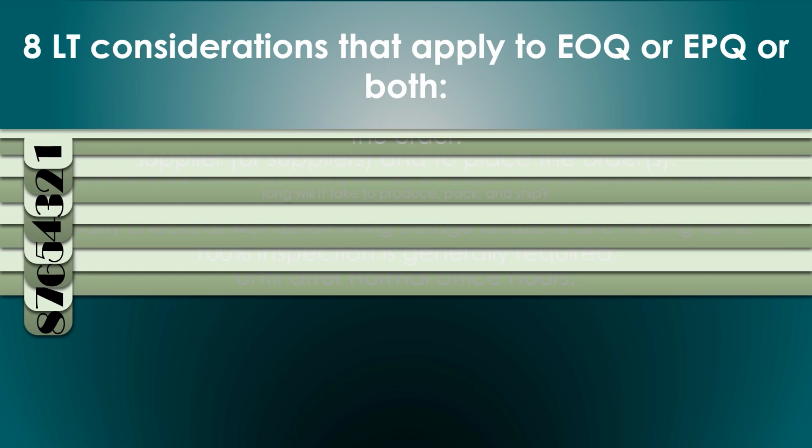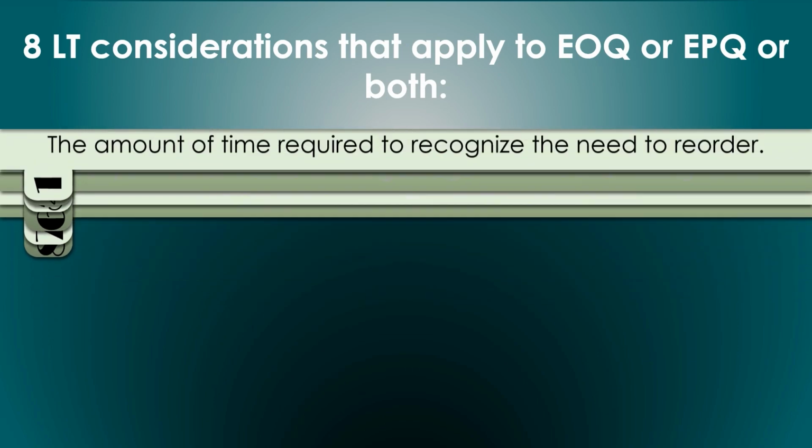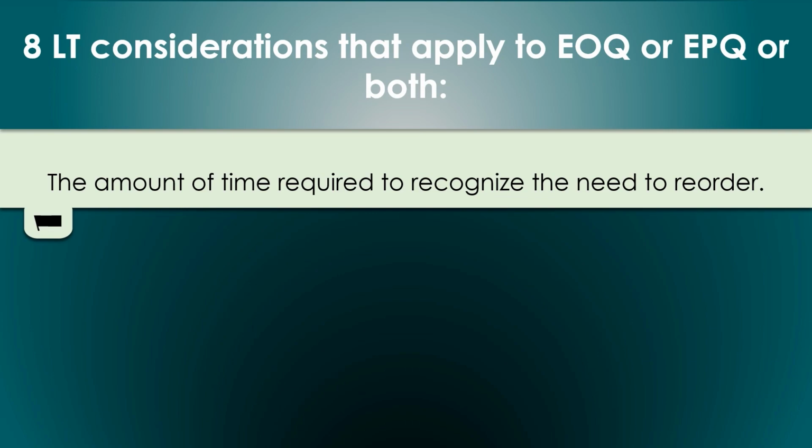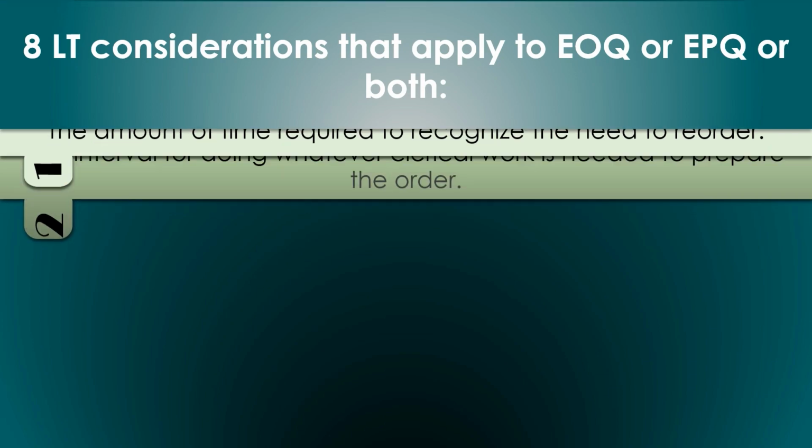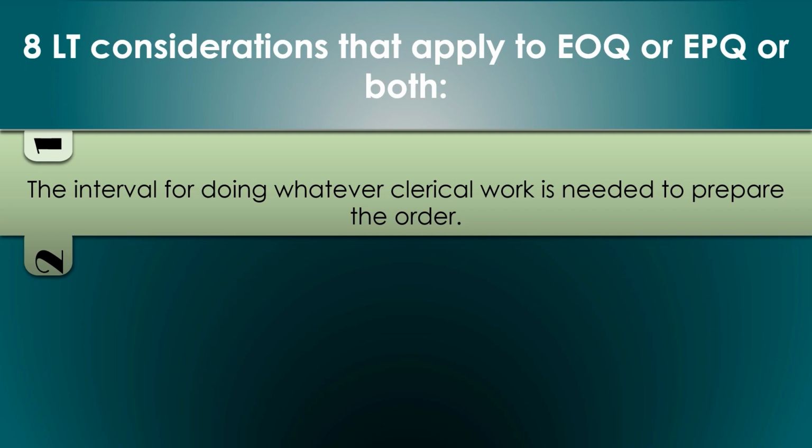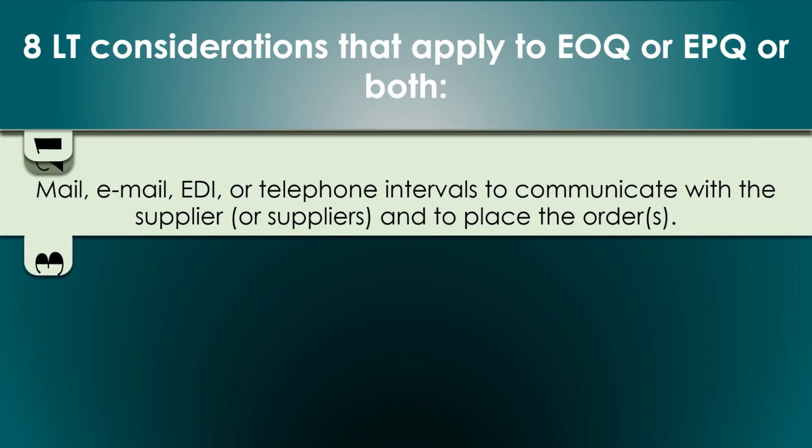We have here eight lead time considerations that apply to both EOQ or EPQ models. First is the amount of time required to recognize the need to reorder. Second, the interval for doing whatever clerical work is needed to prepare the order. Next is mail, email, EDI, or telephone intervals to communicate with the supplier or suppliers and to place the order or the orders.